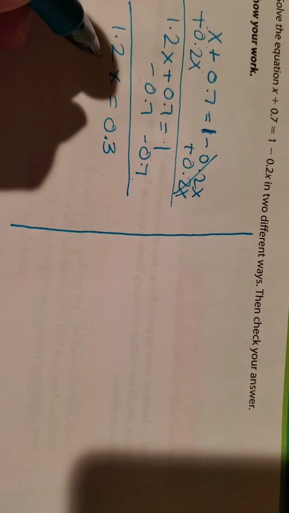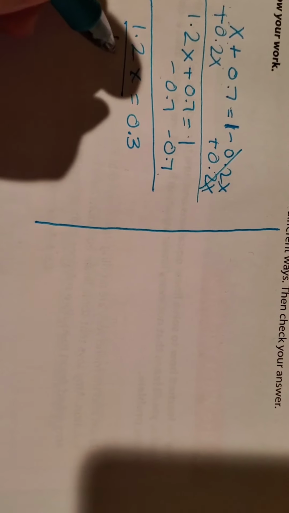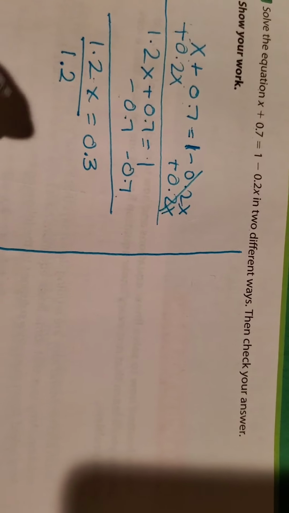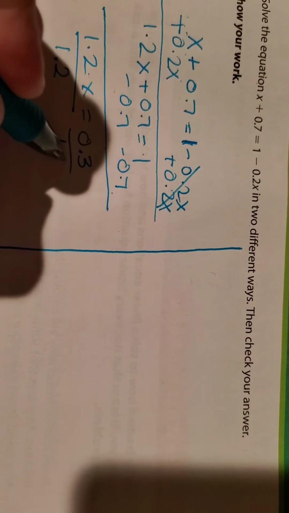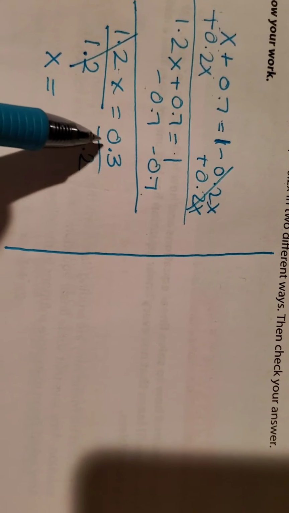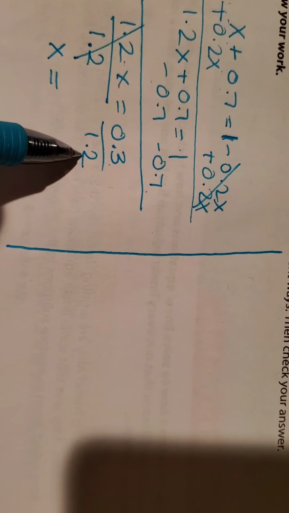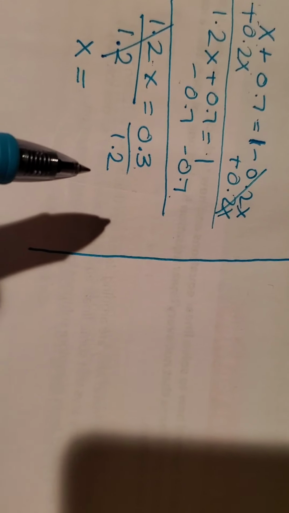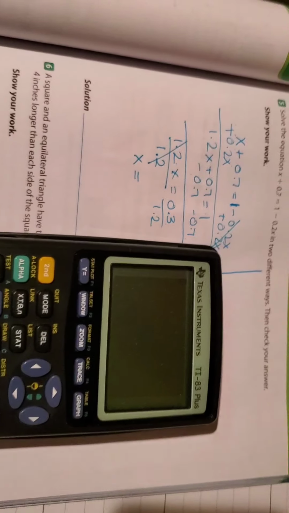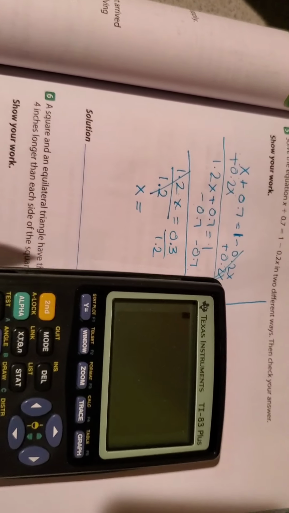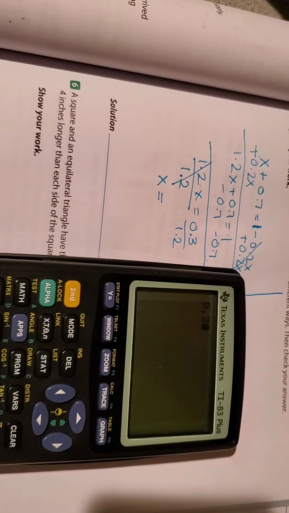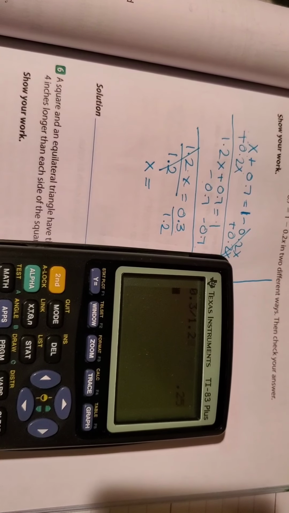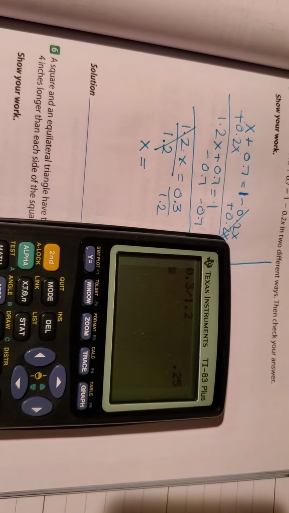Next thing we want to do is get rid of that 1.2 on both sides, and in order to do that, we must divide because they are being multiplied. So we're going to divide 1.2 on both sides. These cancel out, and now we have x equals 0.3 divided by 1.2. This one I cannot do in my brain, so I'm going to grab my handy-dandy calculator. Okay, I'm back with my handy-dandy calculator. 0.3 divided by 1.2 equals 0.25.